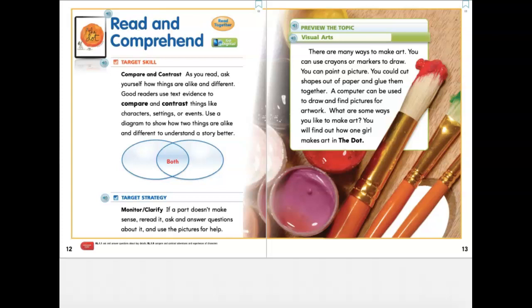Our target strategy is monitor and clarify. If a part doesn't make sense, reread it. Ask and answer questions about it, and use the pictures for help.